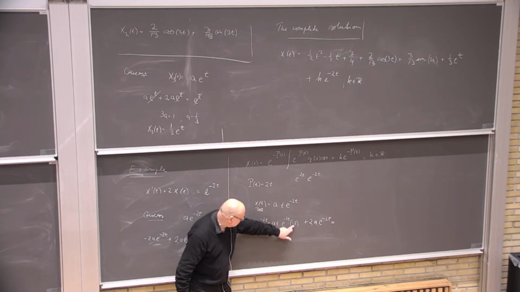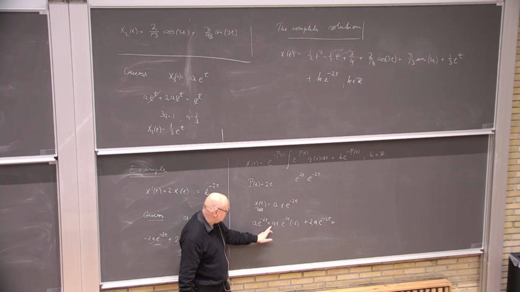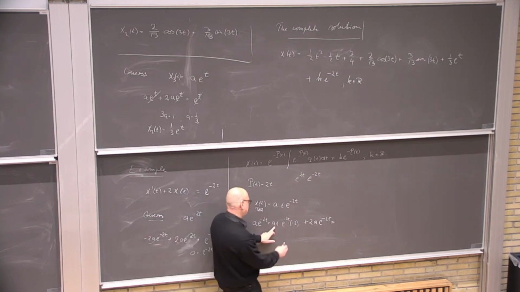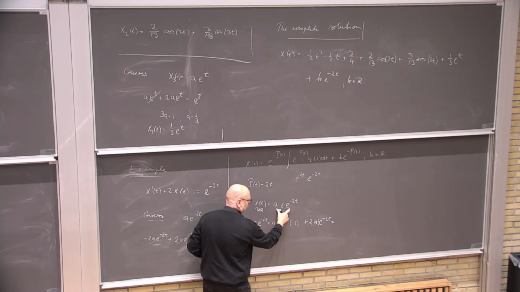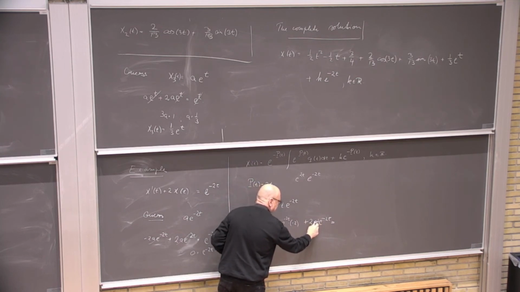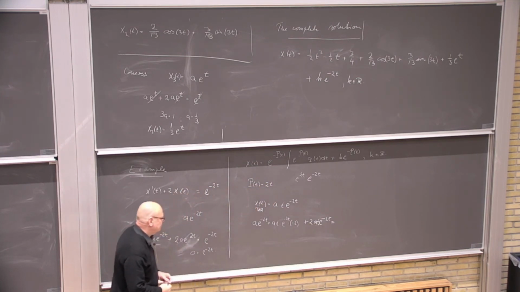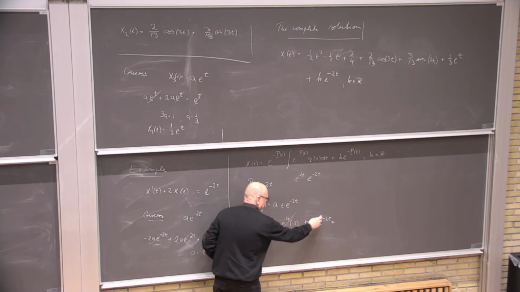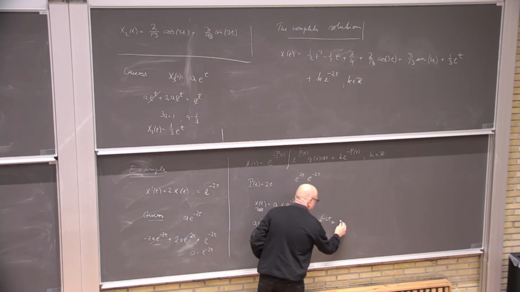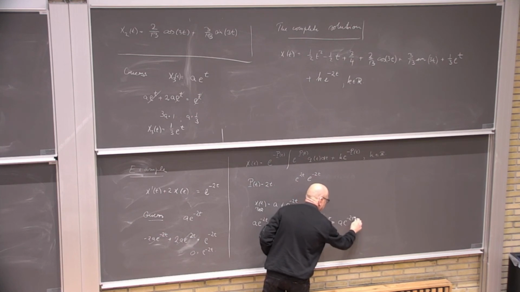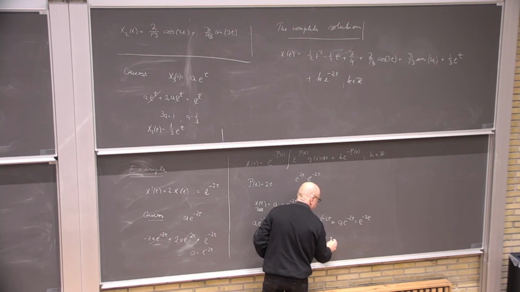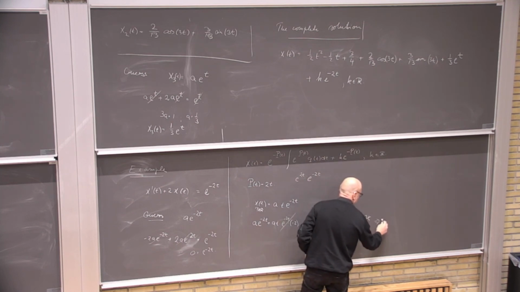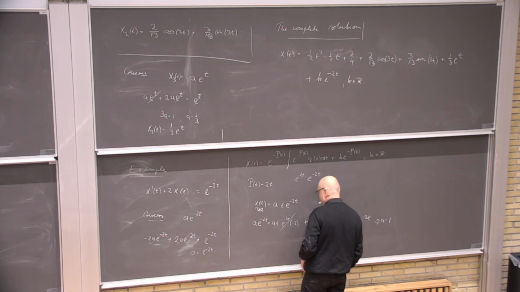And now you see that here you have 2at e to minus 2t, and here you have minus 2at e to minus 2t. I have to put in, of course, this function here. So it's a times t times e to minus 2t. So these two terms cancel, and I end up with a e to minus 2t, and this should be equal to e to minus 2t, and this means that a is equal to 1.